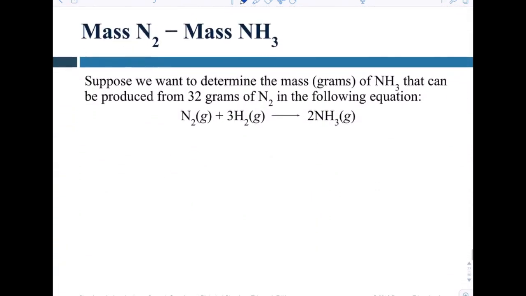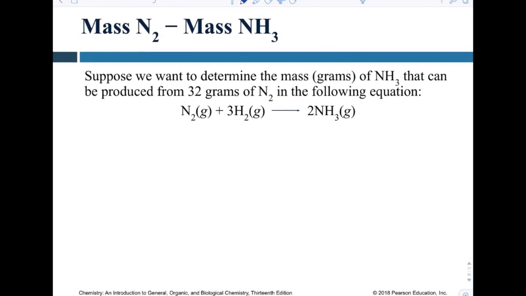Right, so here's an example, and I'll take you through it. Suppose we want to determine the mass in grams of ammonia that can be produced from 32 grams of nitrogen in the following equation. They give me a balanced chemical reaction. Make sure you can write balanced chemical reactions because I'm not always going to give the reaction to you. Sometimes I'm going to have you write and balance the chemical reaction as well.